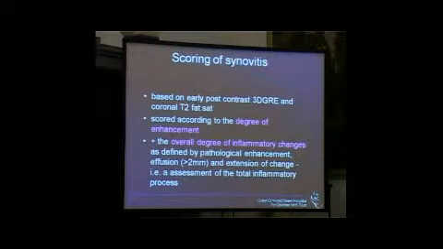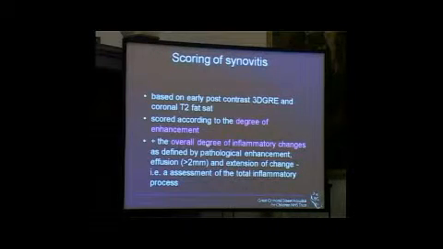So let's talk a little bit about scoring. Well, basically, when we score synovitis, we are not using all of the sequences. We actually go down to 2 sequences, and we look at the degree of synovial enhancement. And this is in the pathological group of patients. We're not talking about normals anymore.